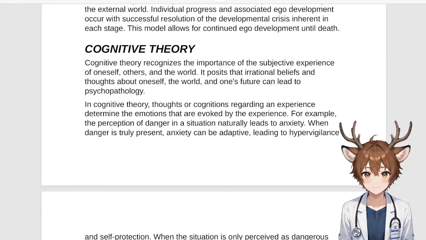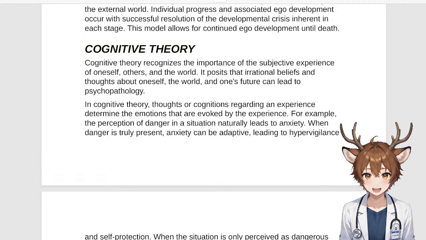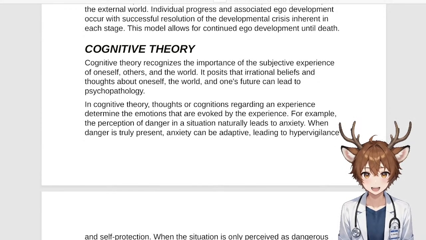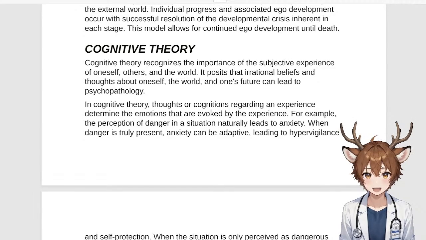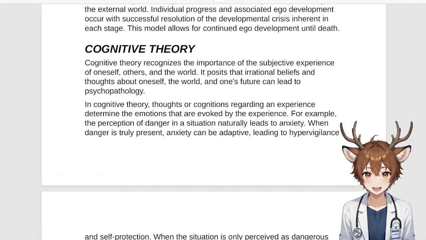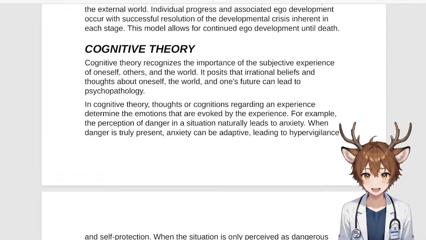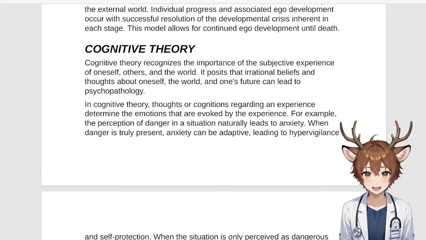Cognitive theory. Cognitive theory recognizes the importance of the subjective experience of oneself, others, and the world. It posits that irrational beliefs and thoughts about oneself, the world, and one's future can lead to psychopathology. In cognitive theory, thoughts or cognitions regarding an experience determine the emotions that are evoked by the experience. For example, the perception of danger in a situation naturally leads to anxiety.